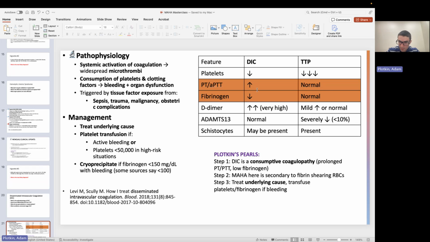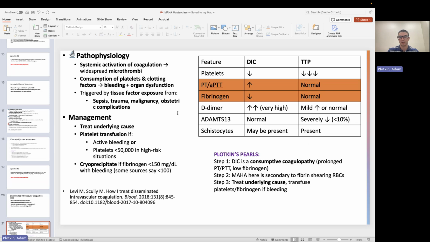And then fibrinogen is classically low in DIC, but normal in TTP. Again, because fibrinogen gets converted into fibrin via thrombin. Thrombin cuts fibrinogen into fibrin. Remember, the coagulation factors aren't really involved in TTP, so fibrinogen should be totally normal. In DIC, it's really low because we're making clot, clot, clot, clot, clot. So we're using up all my fibrinogen.